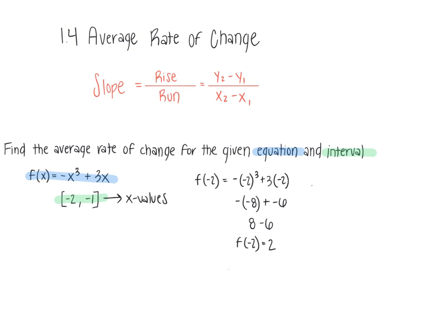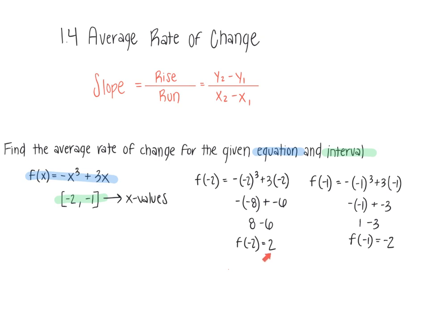We get the other x value, f of -1, is equal to, and again, replacing all of my x values with -1, here I'm going to get -1 still inside my parentheses, and here I'm going to get -1 times 3 is -3. We're going to clean this up, 1 minus 3. So f of -1 is equal to -2.